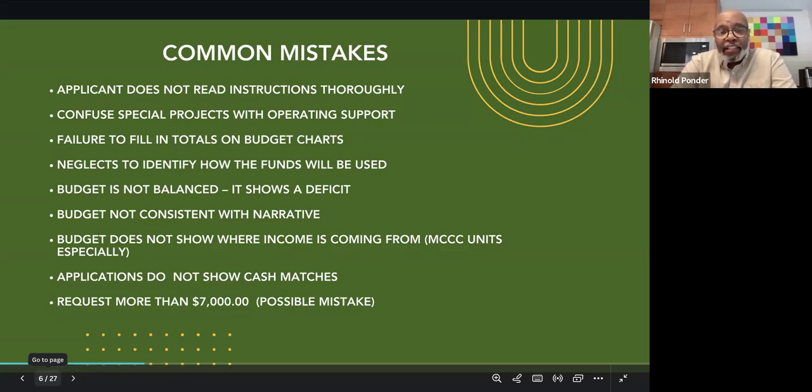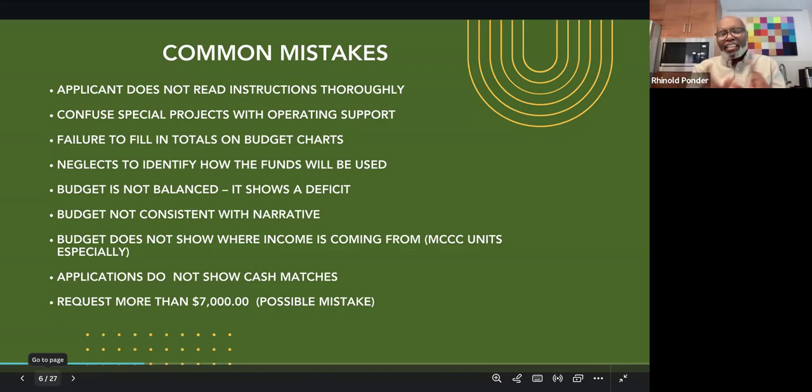Budget's not consistent with the narrative. So this year, the county will be asking for narratives in a series of questions. Many of you may know that previously the county asked for one big narrative. Well, the answers to those questions should match your budget, and the budget should match the narrative.